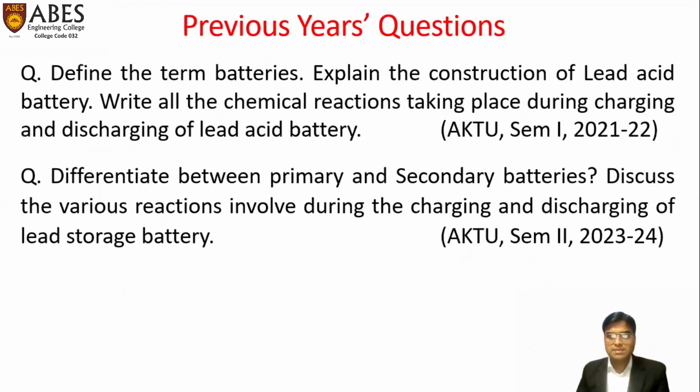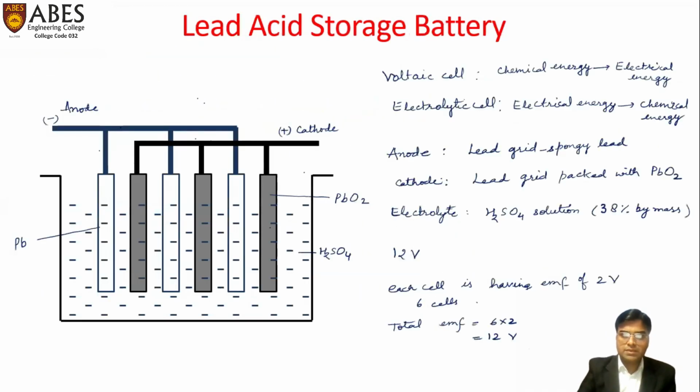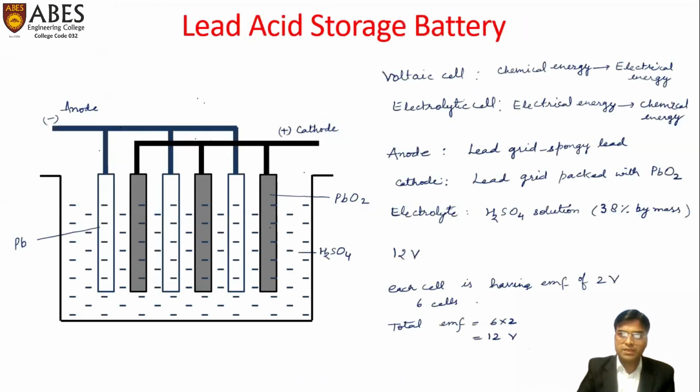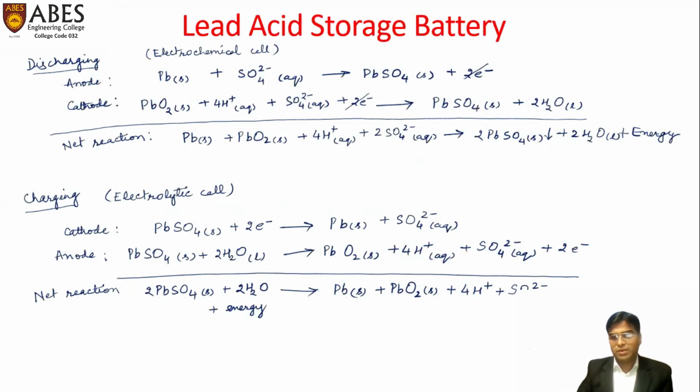Now we can see some questions which appeared in the previous year's exams. Define the term batteries. Explain the construction of lead acid battery. Write all chemical reactions taking place during charging and discharging of lead acid battery. So define the term batteries. We have already discussed it here. The combination of two or more galvanic cells electrically connected to work together and produce electrical energy is called as battery. And the reactions associated with the lead acid storage batteries have already been discussed here.